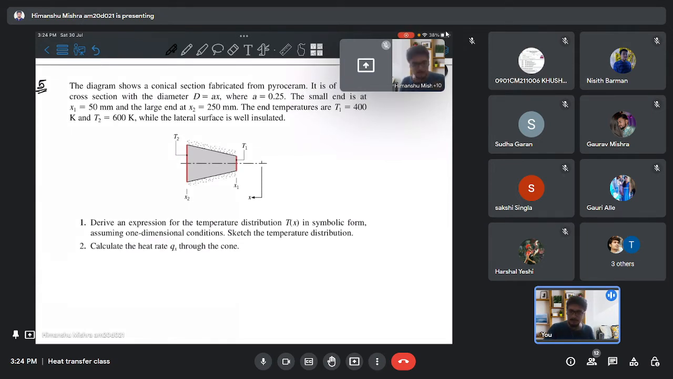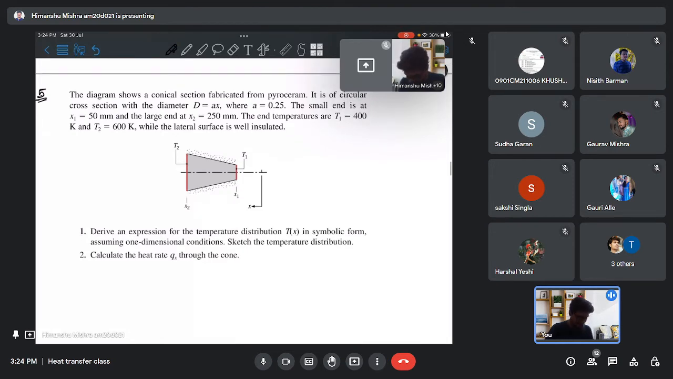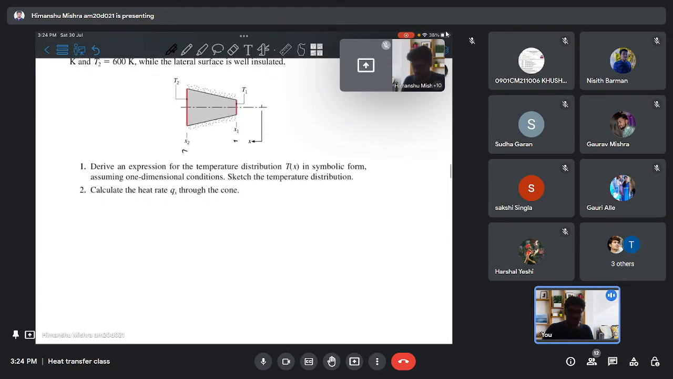In this problem, I have shown the conical section, and there are two sides of the conical section, x2 and x1, and the temperatures T2 and T1 respectively at each side of the conical section, and we have to define the relation of the temperature and the heat transfer here. We have been given the relation of the diameter, which is Ax, where A is some constant. So in this slab, the heat transfer will be governed by Fourier's law. So let's write that first.